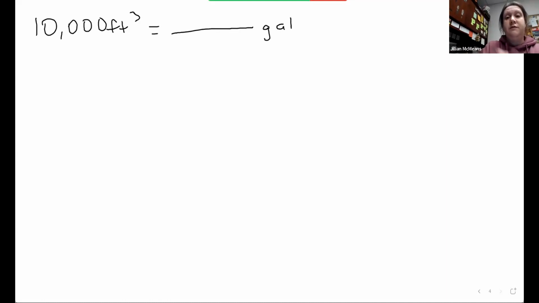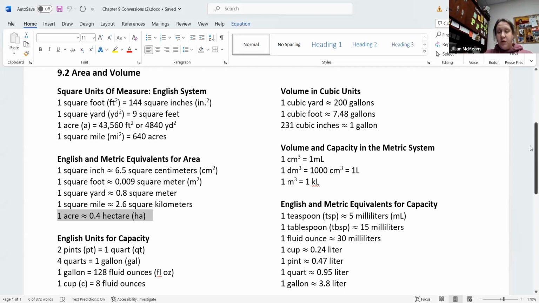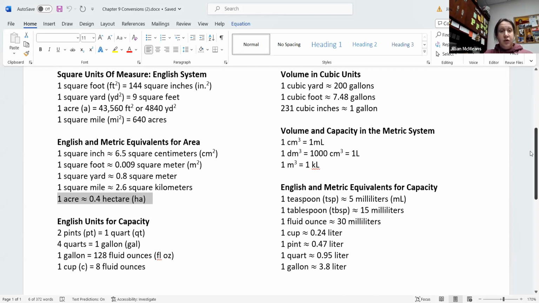So let's go over to the conversion sheet. We've got the conversion sheet. Let's see what we can find. We want cubic feet to gallons. If you look right here, we've got volume in cubic units. We have that 1 cubic foot is approximately 7.48 gallons. So remember, 1 cubic foot, 7.48 gallons.